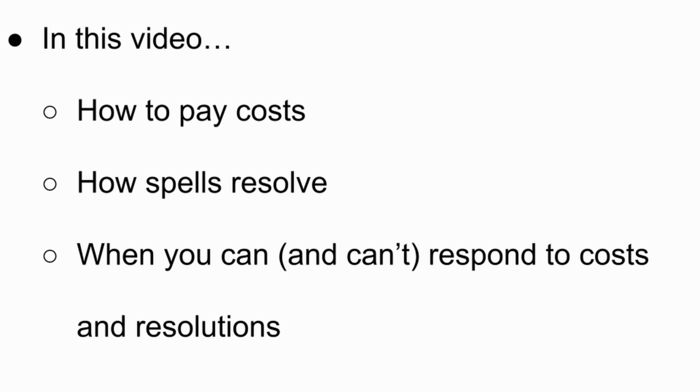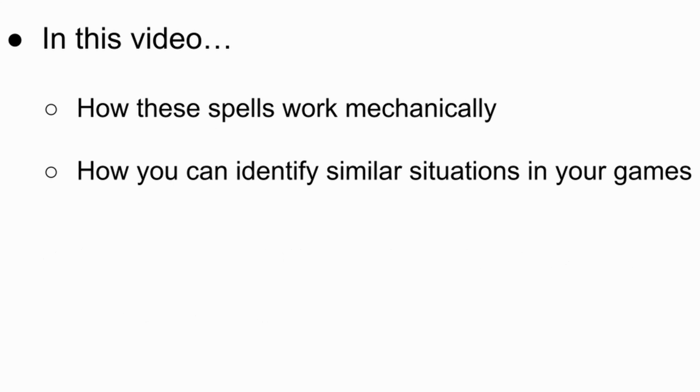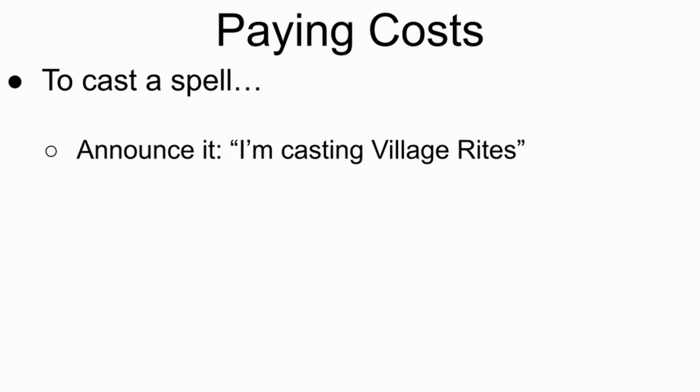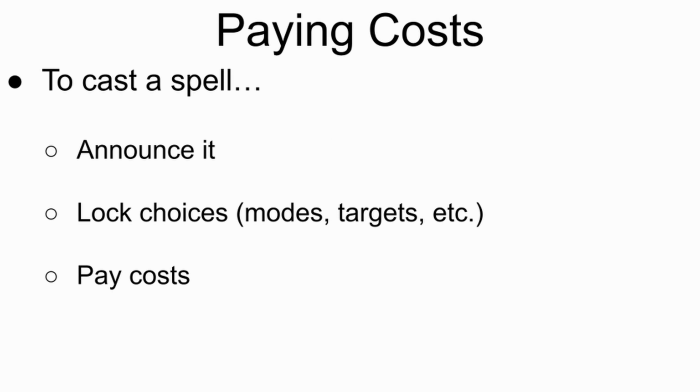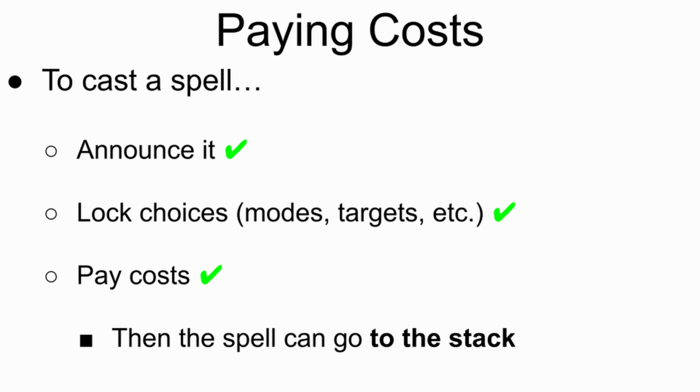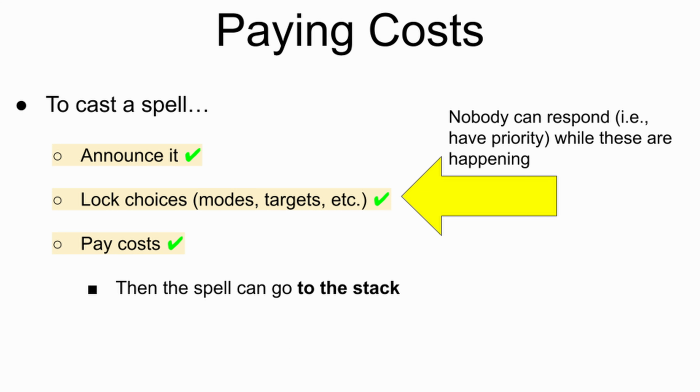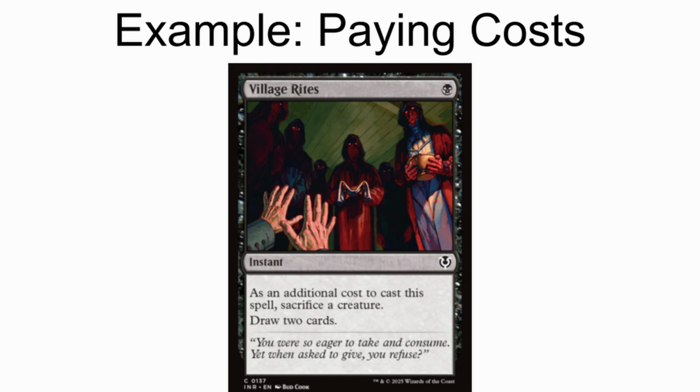By the end, you'll have a solid understanding of how they work on the stack and how you can identify this distinction in other cards. Let's talk about paying costs first. When you cast a spell, you announce it, lock choices, pay costs, and only then the spell is cast and put on the stack. No one can respond to the payment of costs required to put a spell on the stack.